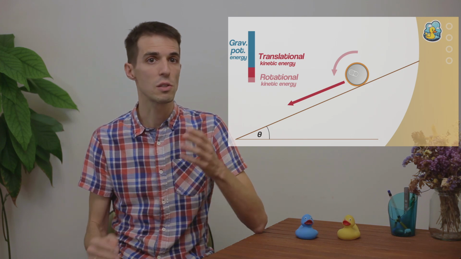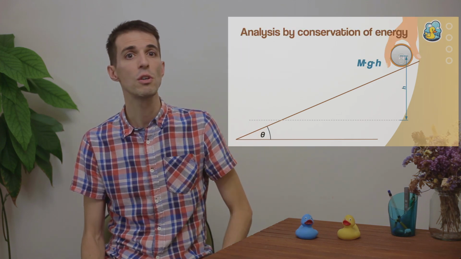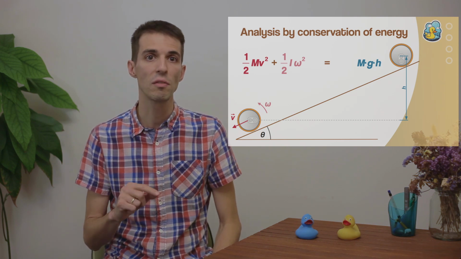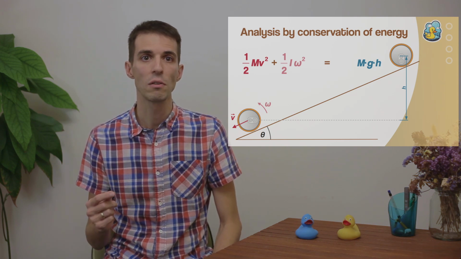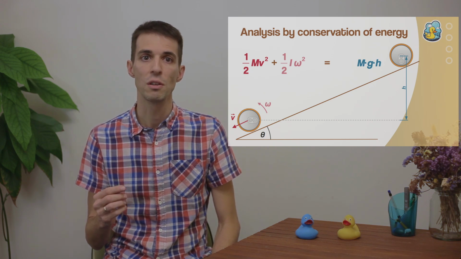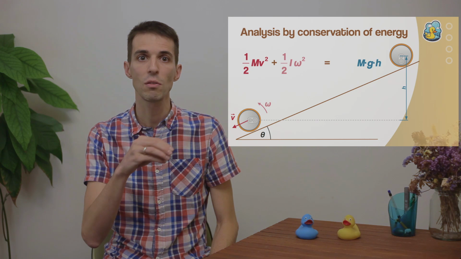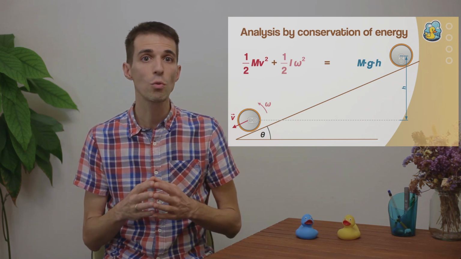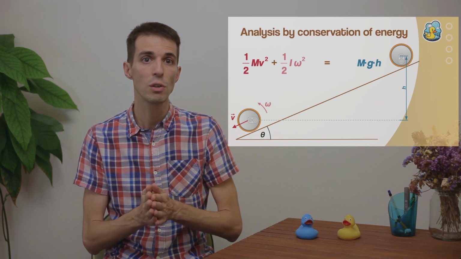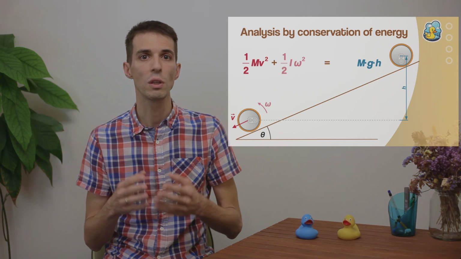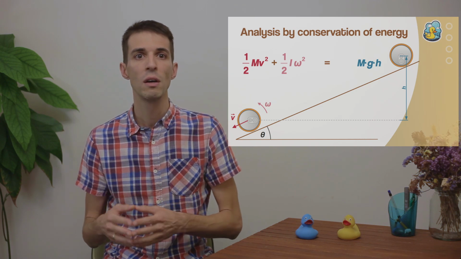We'll write it like this: m times g times h equals 1/2 mv squared plus 1/2 I omega squared. Here, m times g times h is the potential energy at the point of placement of the object from where it's released, which gets transformed into translational kinetic energy 1/2 mv squared and rotational kinetic energy 1/2 I omega squared.